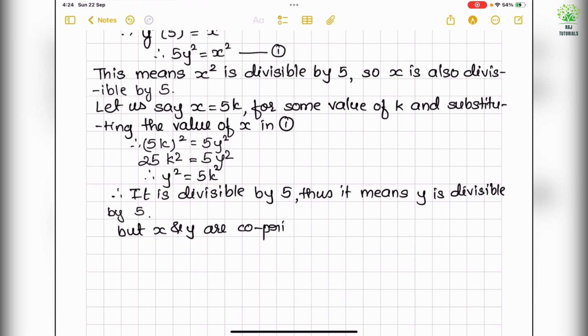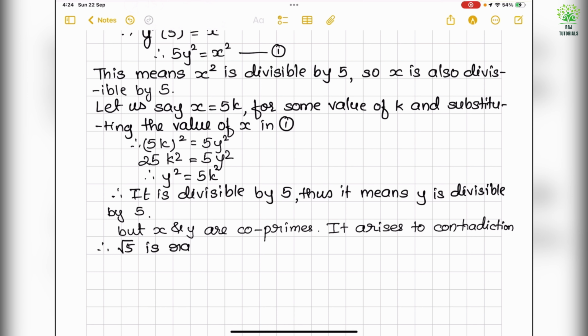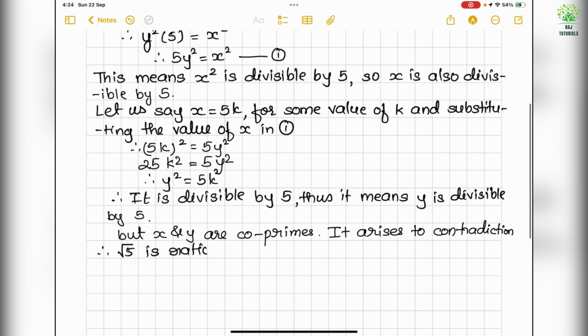But x and y are co-primes. So it leads to a contradiction. Therefore root 5 is irrational.